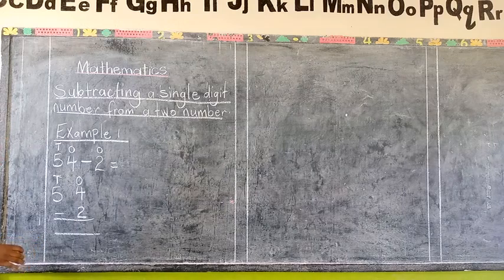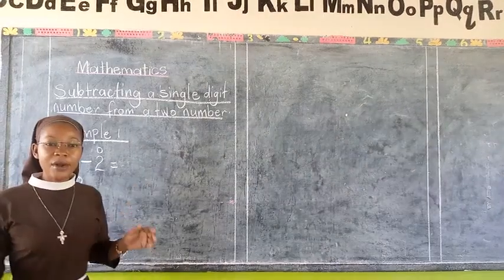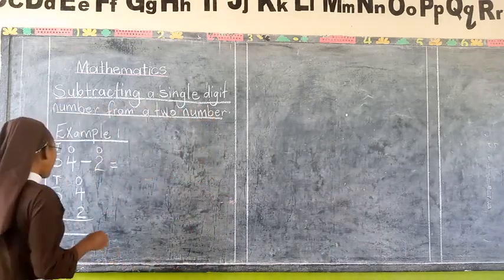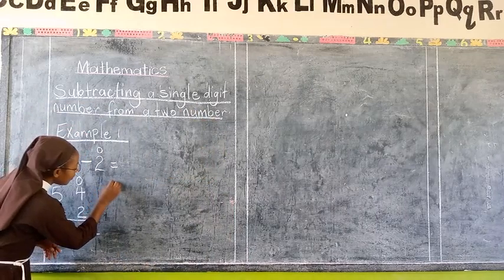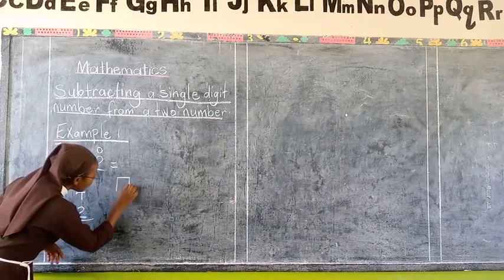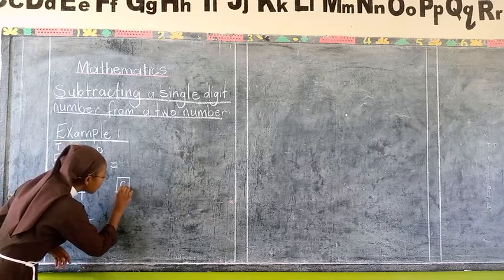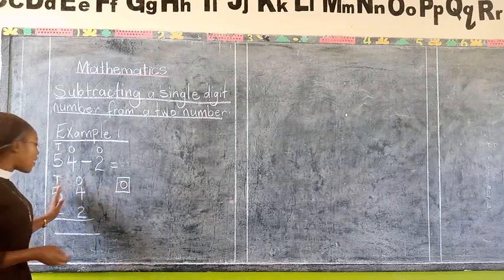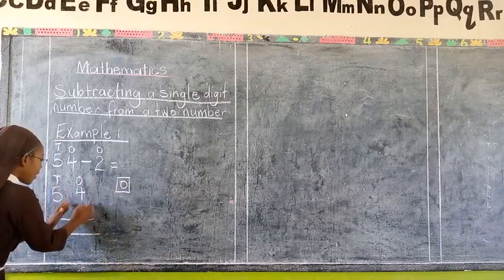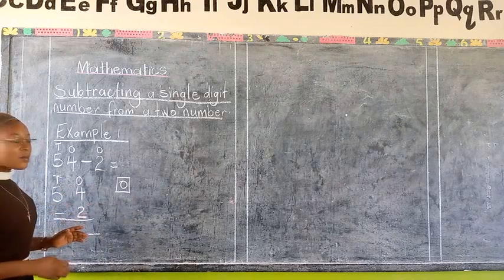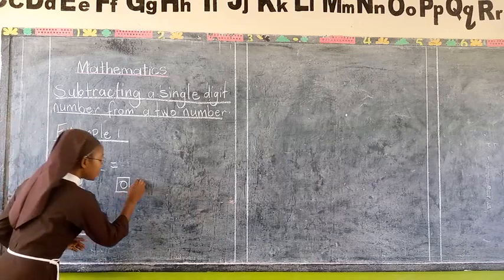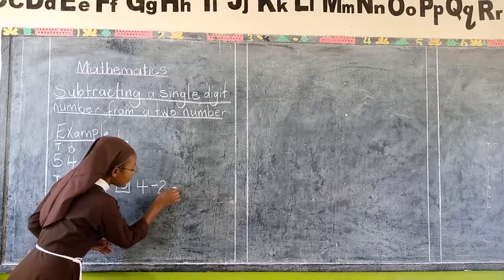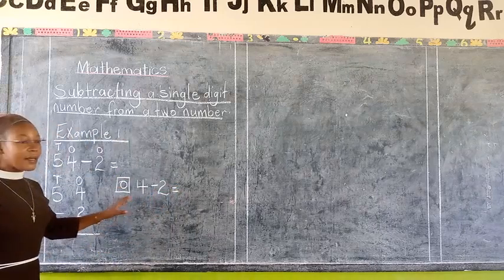The next task is to subtract. We said when we subtract, the numbers become smaller in value. So when we are subtracting, we are supposed to begin with the ones. We are going to subtract from here. This box is going to represent the ones, showing that we are dealing with the ones first. The ones are here. So under the ones we have 4 minus 2.